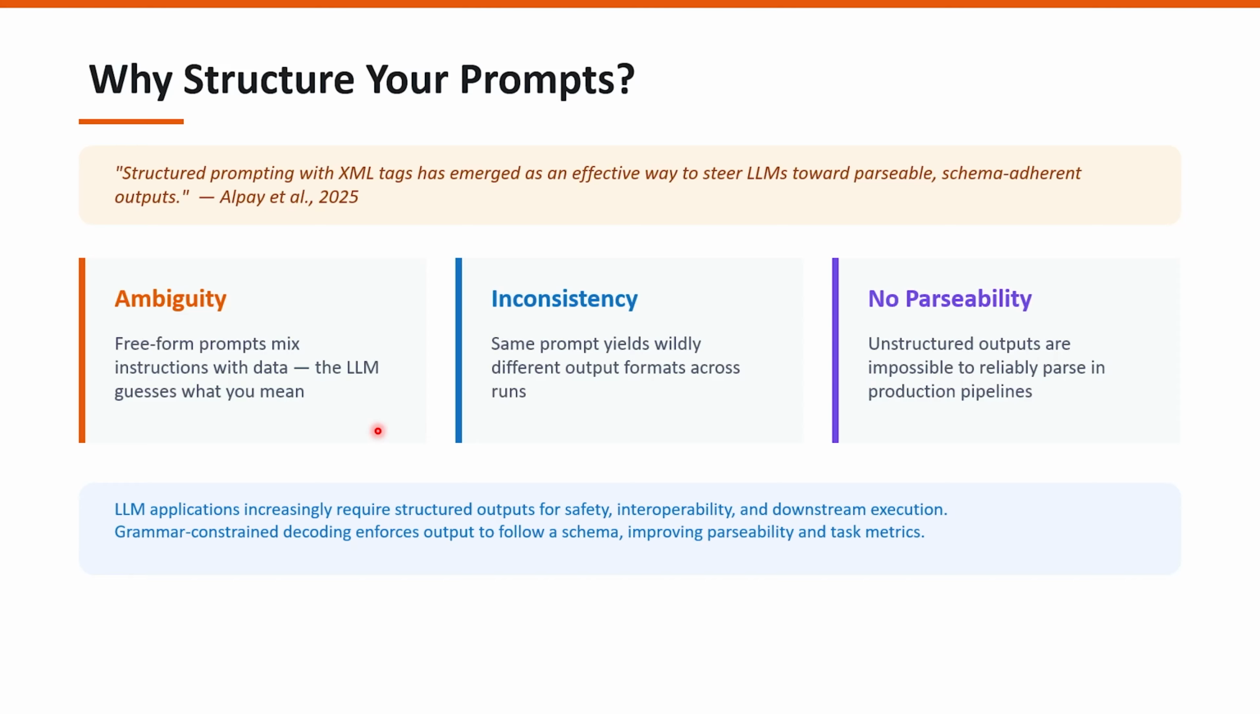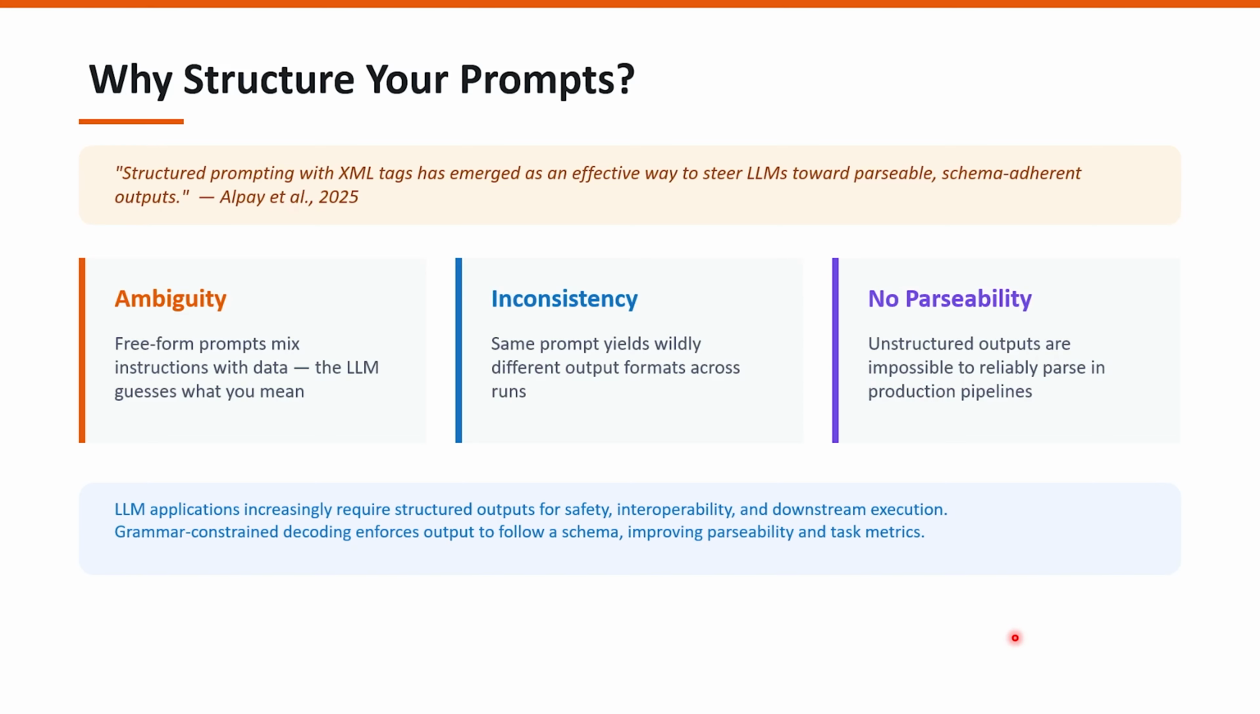Think about it from a developer perspective. If your output is not structured, how will you parse it in your code? How will your pipeline handle it? That is where XML prompting comes in. Three main problems with unstructured prompts: ambiguity, inconsistency across runs, and outputs that are impossible to parse reliably in production.